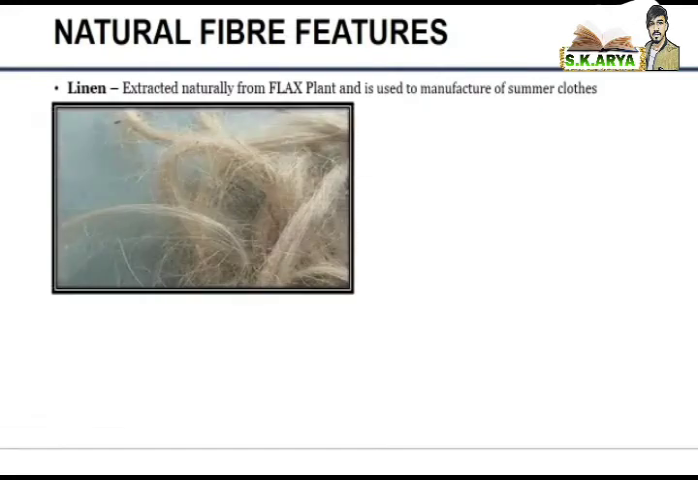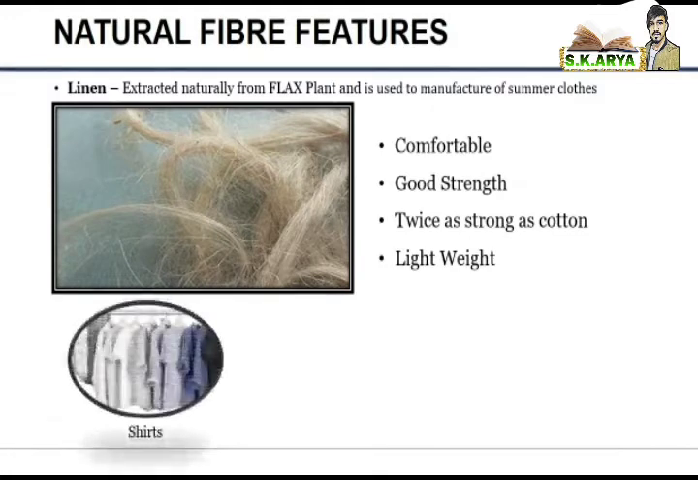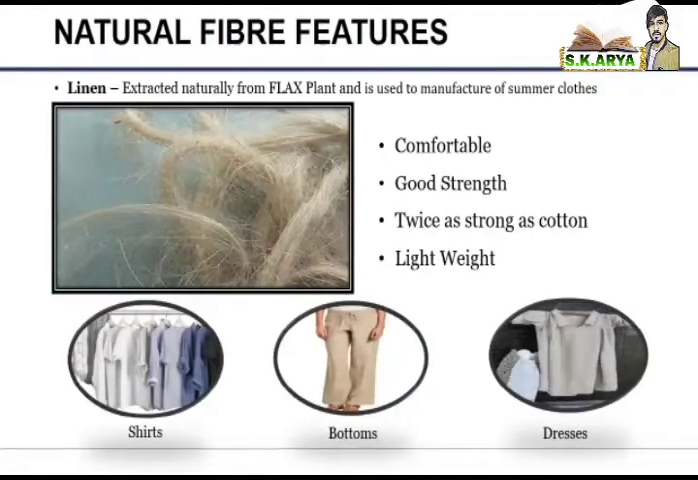The next most commonly used fiber is linen. Linen is extracted naturally from the flax plant, and it is used in the manufacture of summer clothes. Since linen is comfortable, it has good strength, and it is twice as strong as cotton, which also makes it lightweight. Hence, it is used in the manufacture of linen shirts, bottoms, and dresses.